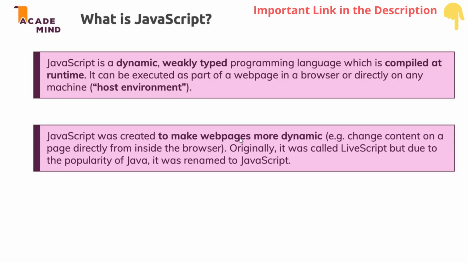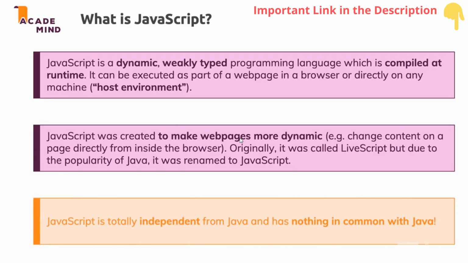And originally it was called LiveScript, but due to the popularity of Java back at the time, it was renamed to JavaScript to resemble Java by its name. JavaScript, however, is totally independent from Java. That's important to understand and has nothing in common. It really was just named JavaScript because Java was popular and the people who invented JavaScript wanted JavaScript to be a thing, I guess. But I'm not sure.